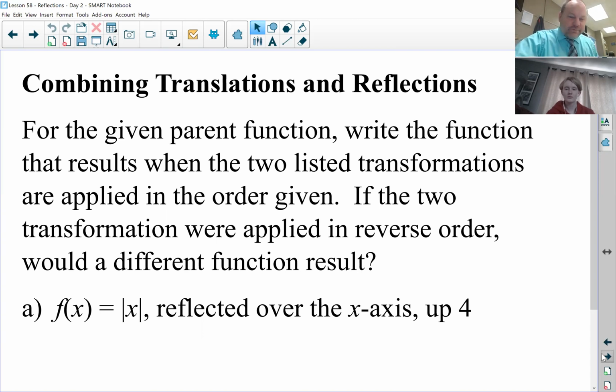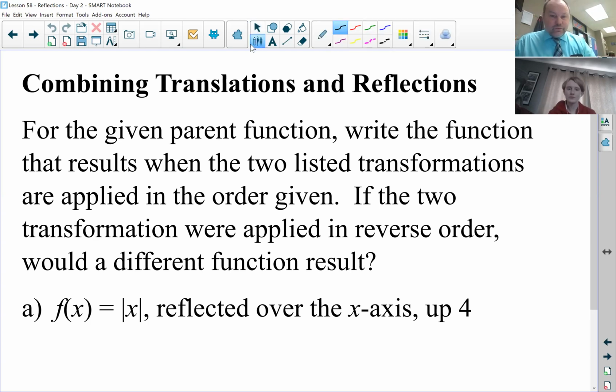So our first example, we're taking the absolute value of x. We are reflecting it over the x-axis and then shifting up 4 units. I'll give you a moment to write that down.